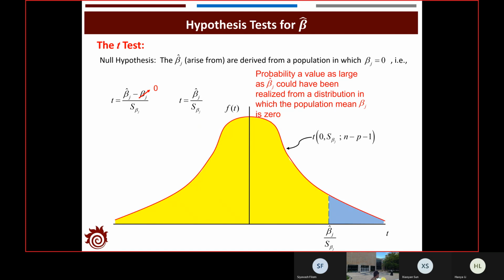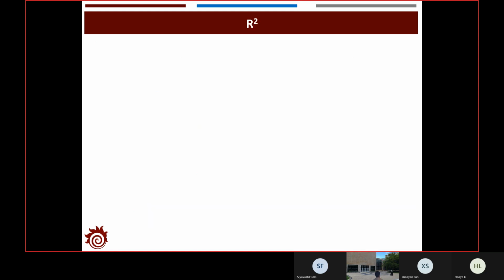So we want to make sure that the probability of this blue region is small enough so that we can reject the null hypothesis. So with that, we want to calculate the probability of the blue region. Basically, it is the blue region, not the blue region divided by the yellow and blue, just the blue region, because this is the probability.